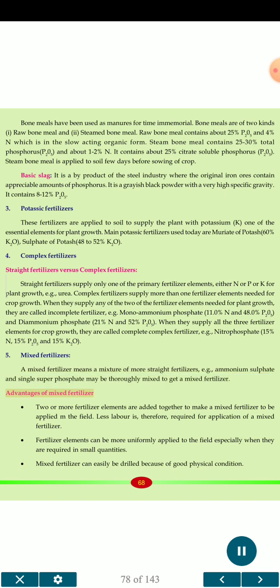Advantages of mixed fertilizer. Two or more fertilizer elements are added together to make a mixed fertilizer to be applied in the field. Fewer laborers are therefore required for application of a mixed fertilizer. Fertilizer elements can be more uniformly applied to the field, especially when they are required in small quantities. Mixed fertilizer can easily be drilled because of good physical condition.